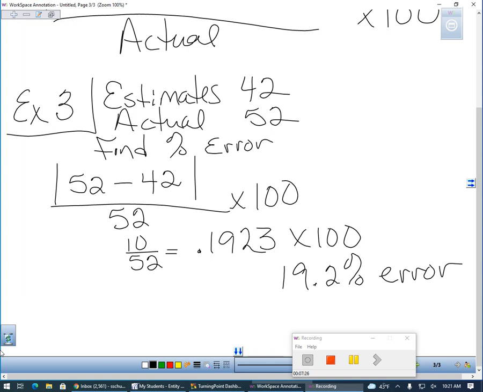And there's not an increase or decrease when we're talking about error. He's just 19.2% off is all. Okay? This is what you have to do for problems 18 and 19.